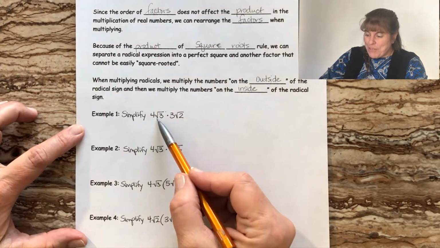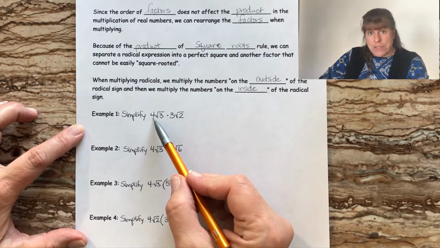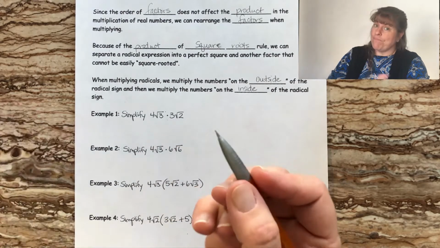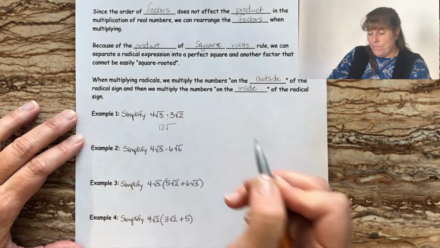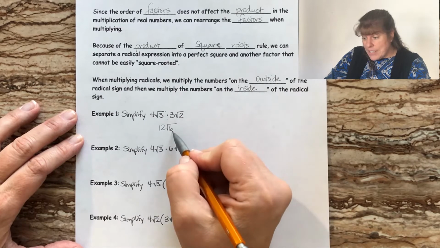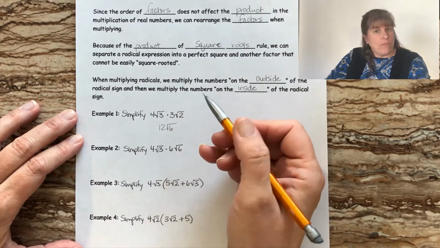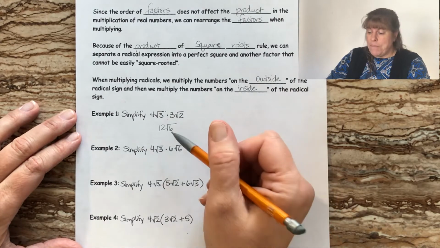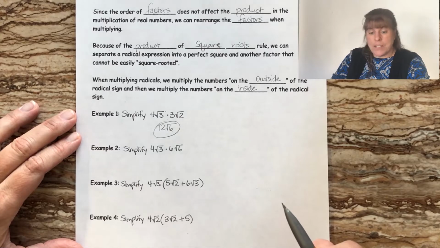4 times square root of 3 times 3 times square root of 2. Multiply the numbers on the outside. 4 times 3, 12. And then the numbers on the inside, 3 times 2, 6. Then we look at this number here, make sure that we can't separate it into a perfect square and another factor, which we can't. And so that's our answer, 12 times square root of 6.